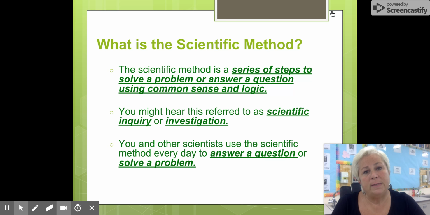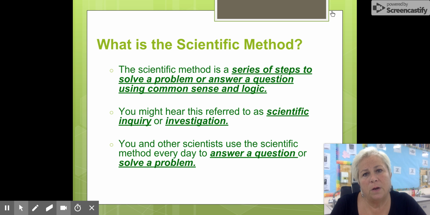Okay, so what is scientific method? We've talked about this already a little bit in class. It is a series of steps that scientists use to solve problems and answer questions, and they use common sense and logic to do it. It's not just a wild guess, not just a wild prediction. They actually have some information, some knowledge that supports the way they solve the problem and answer the question. Okay, sometimes you're going to hear scientific method called the scientific inquiry or investigation. That's fine too. Pretty much the same thing.